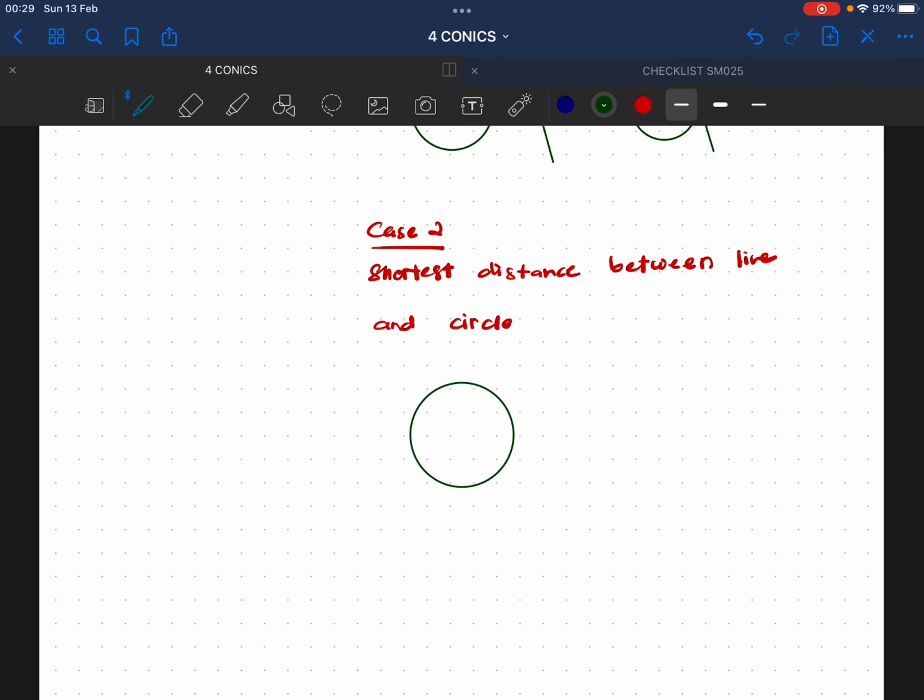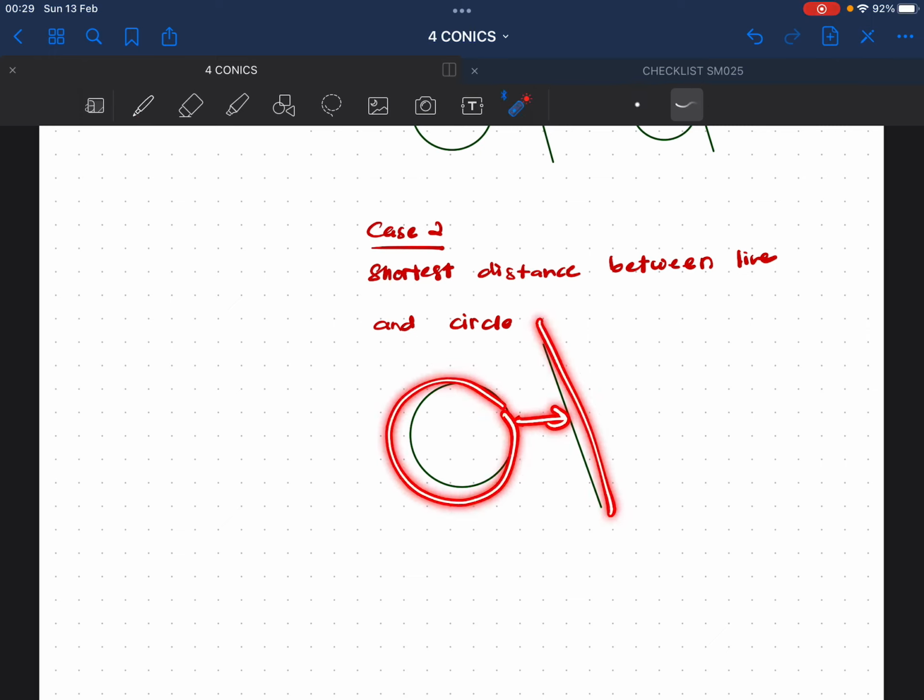Okay, now we got our circle. So here is the line. Alright, so shortest distance between line and a circle. So this is gonna be the shortest distance between the line and the circle, right? We have the line, we have the circle, so this is gonna be the shortest distance. So let's label that as S.